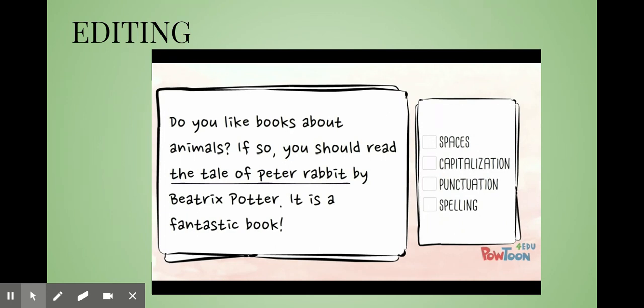This page says, "Do you like books about animals? If so, you should read The Tale of Peter Rabbit by Beatrix Potter. It is a fantastic book." Let's see, do I have a space between each word? Check. Do I have capital letters in the correct places? Wait a minute. Titles of books should be capitalized. Much better. Check. Do I have correct punctuation? Check. Did I use my best spelling? Check. Now I'm ready to check the next page.